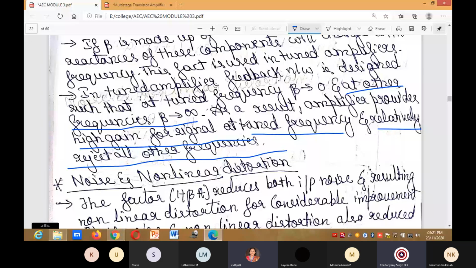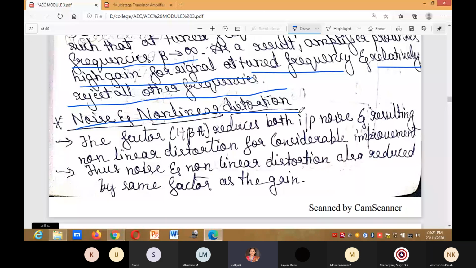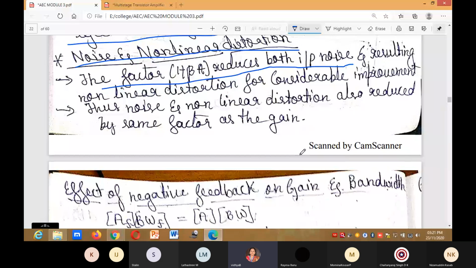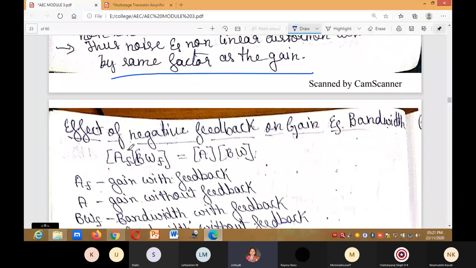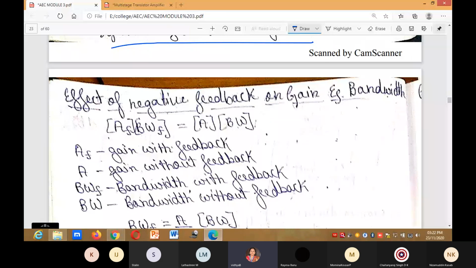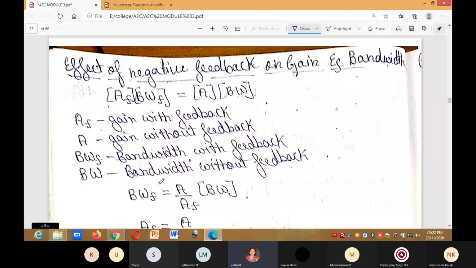Next, noise and nonlinear distortion. The factor 1 plus beta A reduces both input noise and resulting nonlinear distortion for considerable improvement. The noise and nonlinear distortion are also reduced by the same factor as the gain. Next is the effect of negative feedback on gain and bandwidth. AF into BWF is equal to A into BW. AF is the gain with feedback, A is the gain without feedback, BWF is the bandwidth with feedback, BW is the bandwidth without feedback.